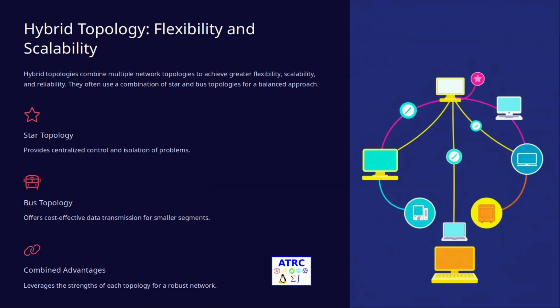Hybrid topology. Hybrid topologies combine multiple network topologies to achieve greater flexibility, scalability, and reliability. Usually in hybrid topologies, a combination of star and bus topologies is used to create a balanced approach. The star topology provides central control and isolation of problems. The bus topology offers a cost-effective data transmission method for smaller parts of the network. The combined advantage is that you get the benefits of each topology for a more robust network.